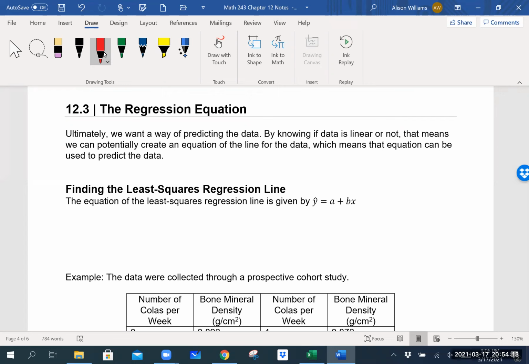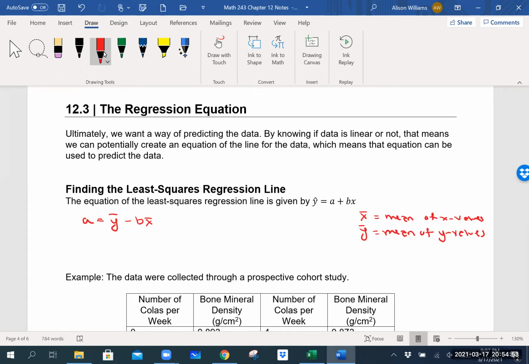So first, x bar and y bar are the means of the x values and the y values. This is the mean of the x values, and this is the mean of the y values. Okay, so the equation for finding a and b, the equation for a is to take the mean of the y values and subtract the b, which we'll talk about how to find in a second, times the mean of the x values.